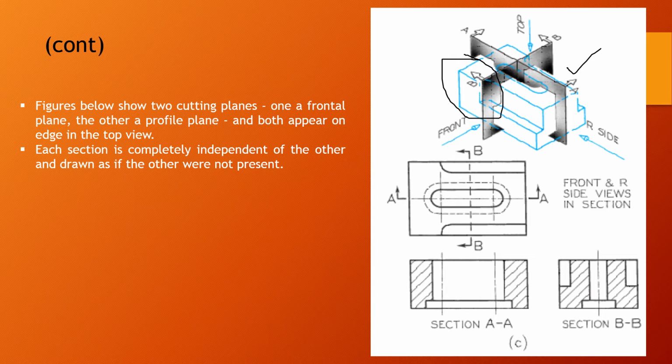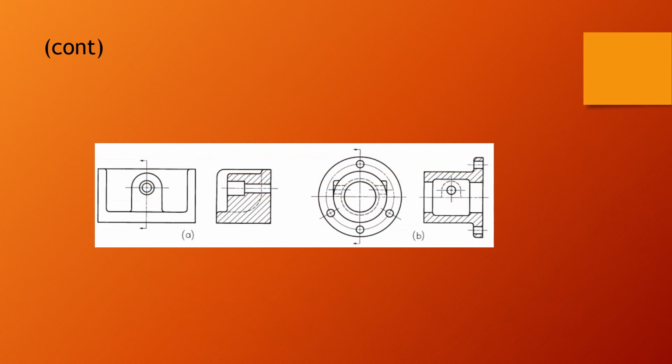That is the sections AA, this side the section AA, and the section B is this one. The symmetrical view is a very nice example. Okay, let's continue.